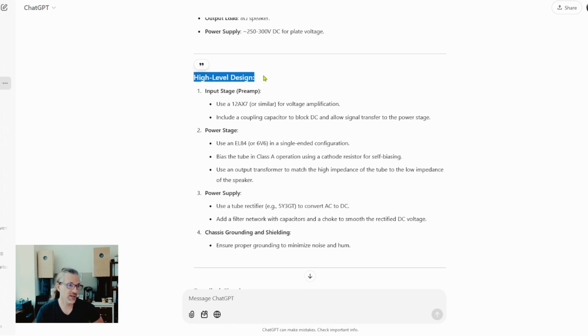Somewhere it's confusing, like why is it called high level design? God knows why, or maybe AI knows why. And why is it calling the input stage a preamp? That's also confusing.